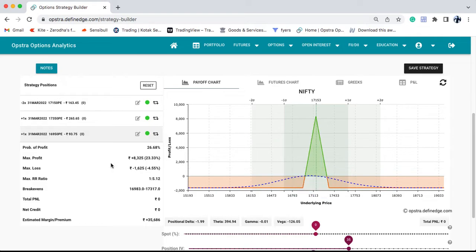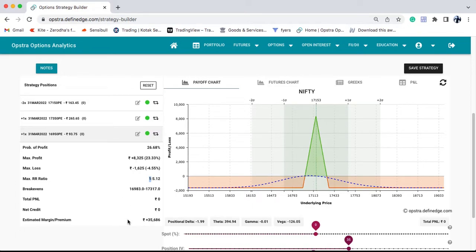But if your view goes wrong, you will lose only 1,625. Anywhere the market goes, lower or higher, you will lose only 1,625. But if your view is correct, and the market expires exactly at this point, which is 17,150, then you will be making 8,300. Your risk reward ratio is 1 to 5.12, which means you are ready to lose 1 rupee to make 5 rupees 12 paise, and your estimated margin in this strategy is 35,686. The margin required for this strategy is very less.